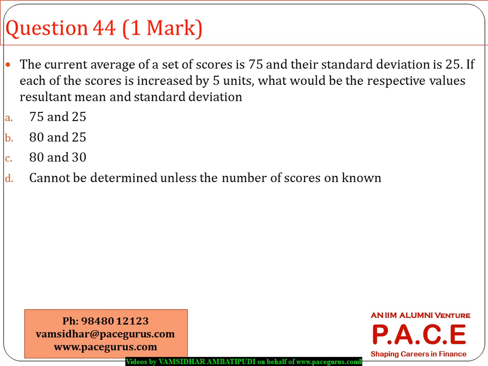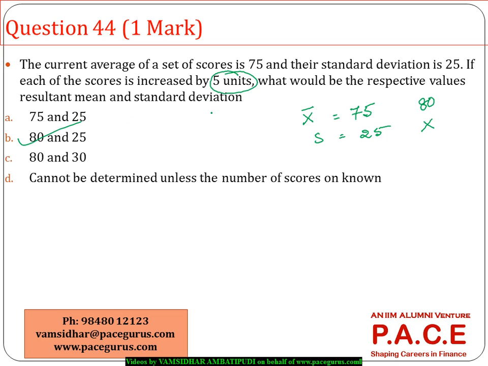The current average of a set of scores is 75. Okay, the mean is 75 or x bar is 75. Standard deviation is 25. If each of the scores increases by 5 units, the mean will increase by 5 units, but the standard deviation does not change. What would be the respective resulting mean and standard deviation?